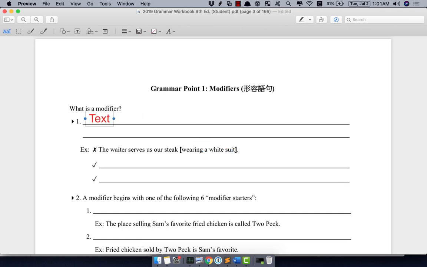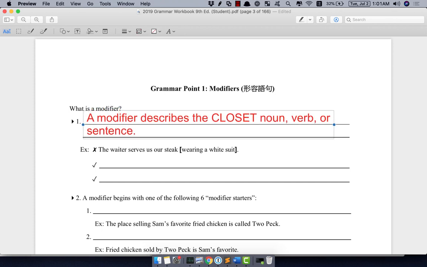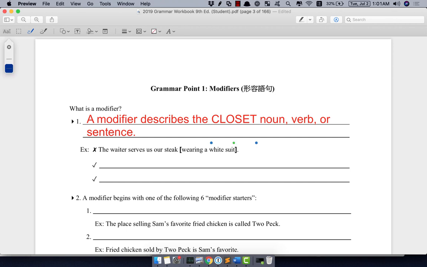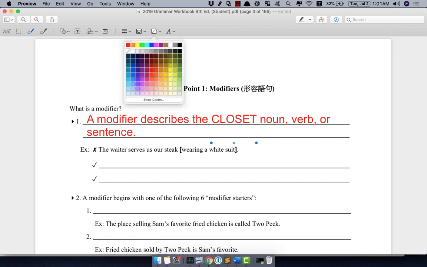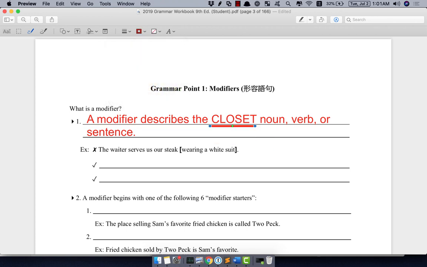Go ahead and write the note down. A modifier describes the closest, and make closest capitalized and also underline it, the closest noun, verb, or sentence. A modifier describes the closest noun, verb, or sentence. And here I'll also underline the word closest. Let me change this color to red. The closest noun, verb, or sentence.